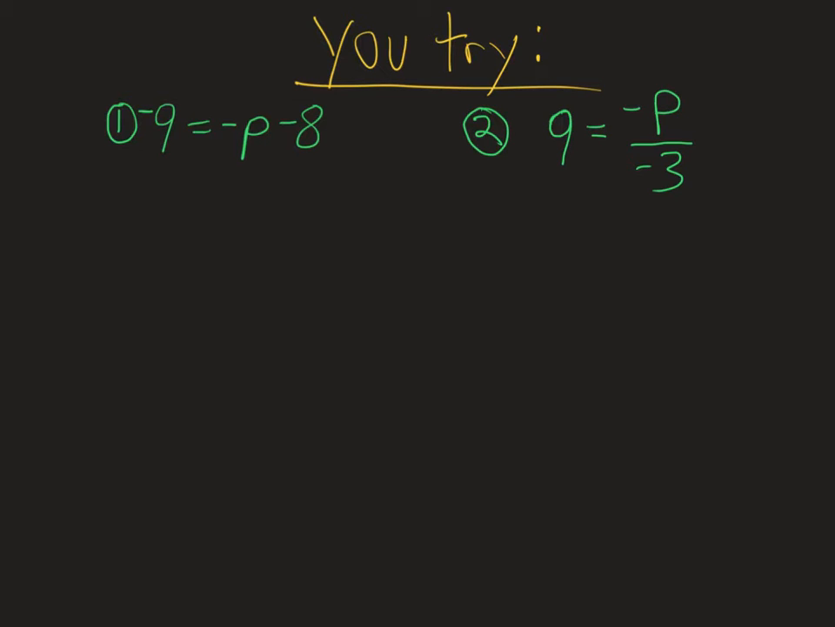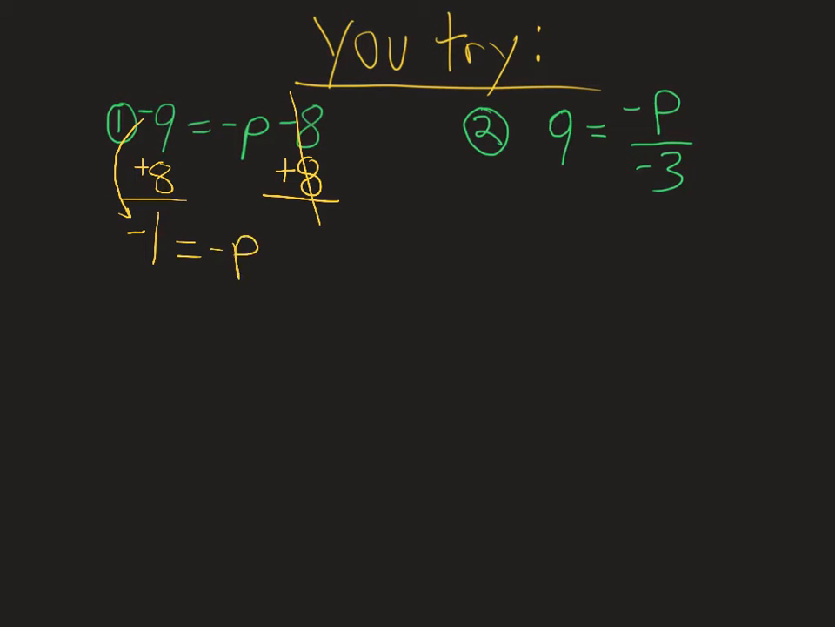All right, let's jump back in. Here, I've got the -p minus 8. The 8 is what I want to target and get rid of. So 8 bad guys, 8 good guys, they're going to cancel. Do the same to both sides. That's going to keep my equation balanced. -9 and 8, that's 9 bad guys, 8 good guys. They're going to subtract and cancel. 1 is left over. There were more bad guys, that's why we have a negative answer.